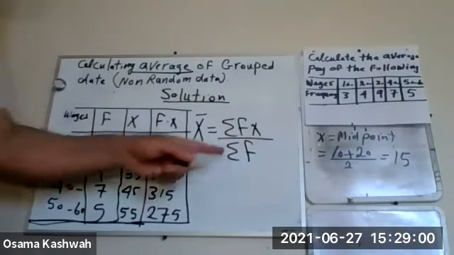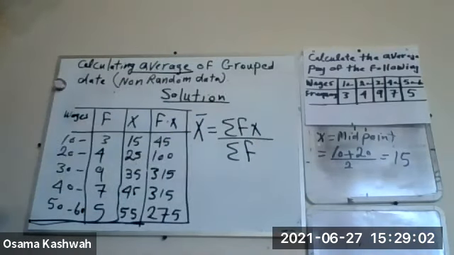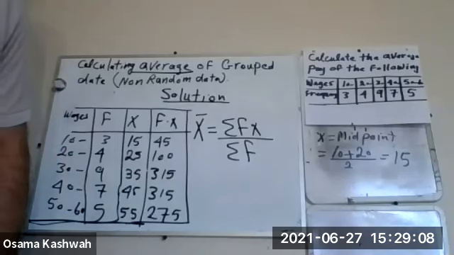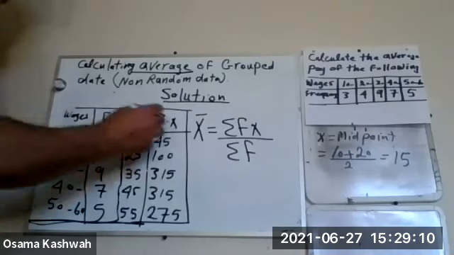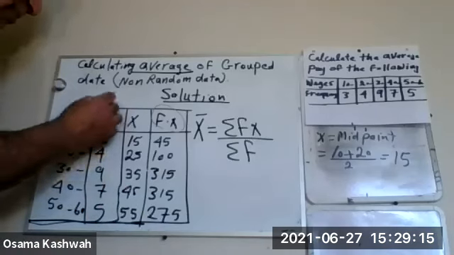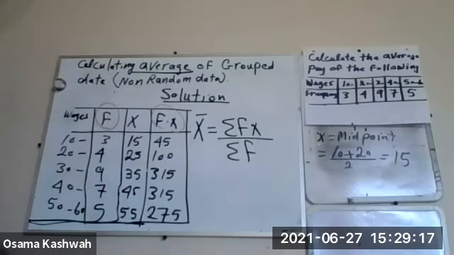Where is the fx and where is the f and where is the summation of them? We didn't sum them even yet. So I will sum the fx. I need the sum of this amount, and I need the sum of the f. So to apply the formula, I need summation fx divided by summation f. So how will I do that?